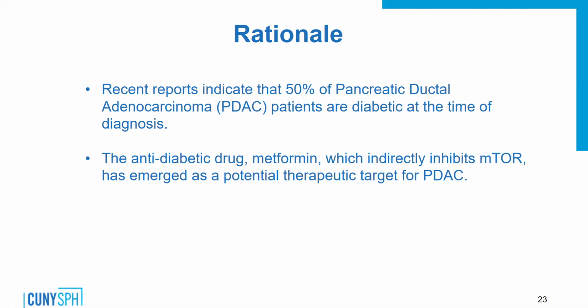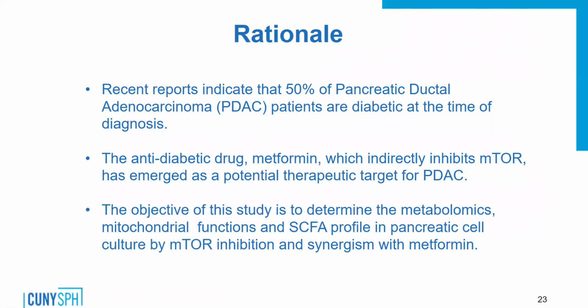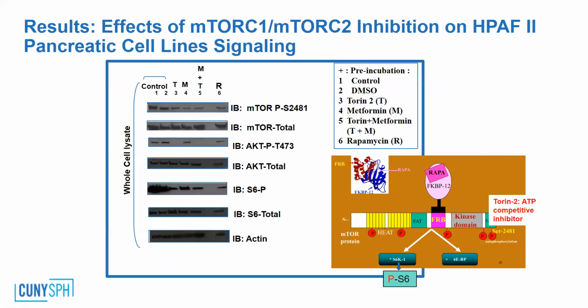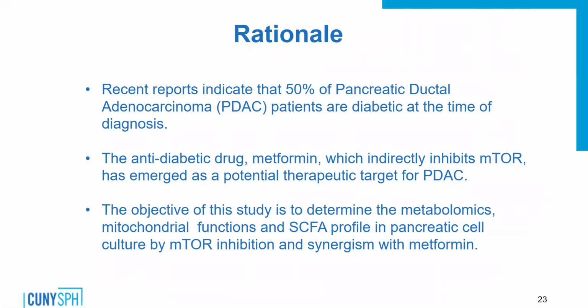There are recent reports indicating that 50% of the pancreatic ductal adenocarcinoma patients are diabetic at the time of diagnosis, and that the anti-diabetic drug metformin, which indirectly inhibits mTOR, has emerged as a potential therapeutic target for PDAC. Therefore, the objective of our study was to determine the metabolomic changes, mitochondrial function, and short chain fatty acid profile in pancreatic cell lines by inhibiting mTOR and with synergism with metformin.